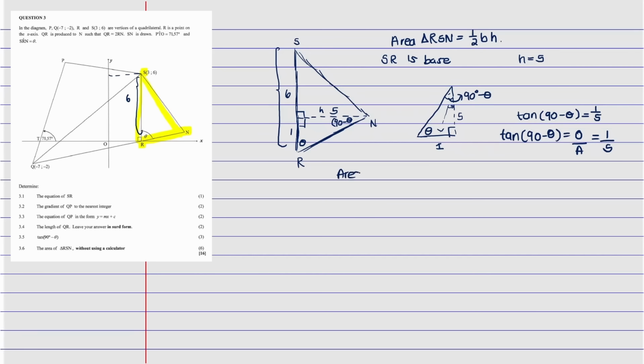So the area of triangle RSN is equal to a half, right? Base is what? Base is 6. Then your height is 5, right? So it's going to be what? So it's half, remember, it's half base times height, right? So it's going to be 1 over 2, then it's going to be 6, then it's going to be 5. So the area there is going to be equal to 15. So that's how you would find the area of this question.